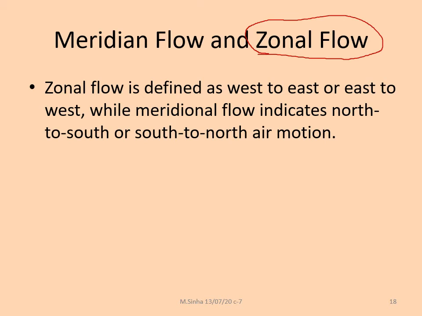So the air moving from east to west, or west to east, following the isobar, is solely due to the baroclinic condition. And the meridional flow is the rest of the air motion out of the jet stream.